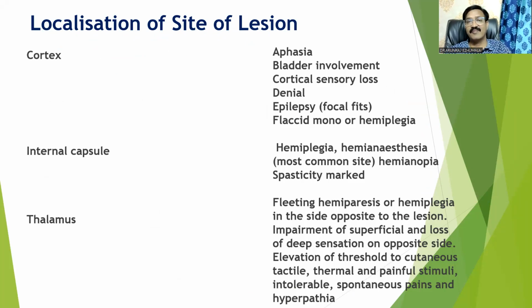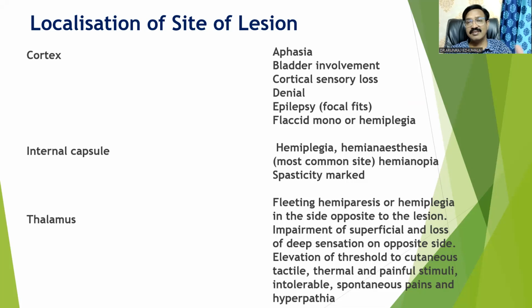So what will happen when the site of the lesion is in the cortex? The patient will have either motor aphasia or Broca's aphasia. Second, bladder involvement, urinary incontinence, will be very common. Third, cortical sensory loss, so astereognosis and so on may be present. Fourth, since there is cortical involvement, the patient may have focal seizures. And the next point is that the weakness is mostly flaccid.